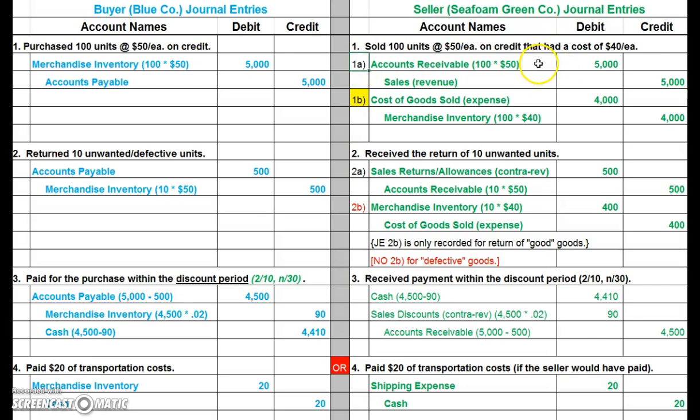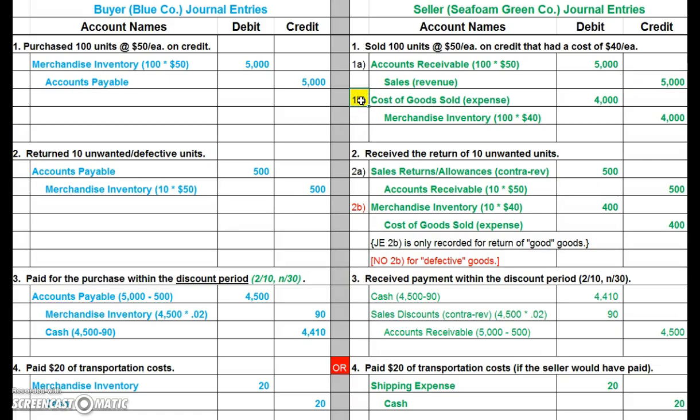We would debit our accounts receivable account for $5,000 because we're waiting to receive $5,000 at this point in time from Blue Company. Now, in this case, we have a $5,000 credit to an account called sales revenue, instead of the service revenue that we had been using previously in our service business. So this is the equivalent of doing a service on credit or on account. However, this time we sold, which is what we do to be in business.